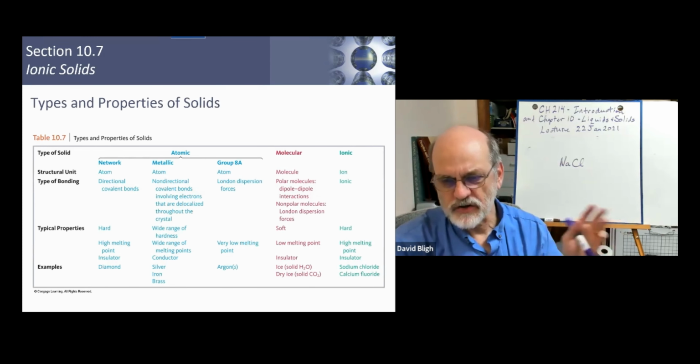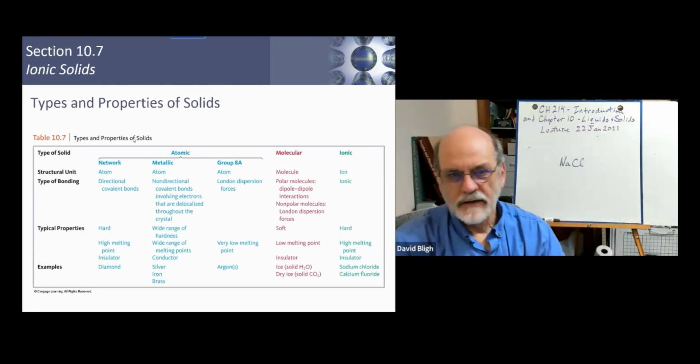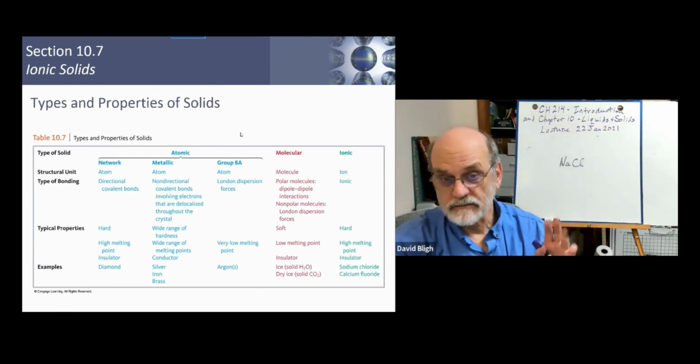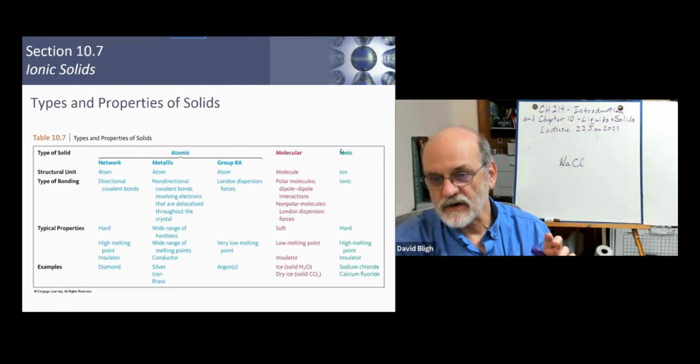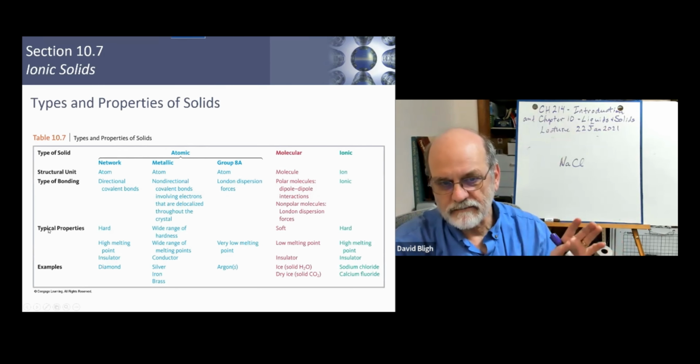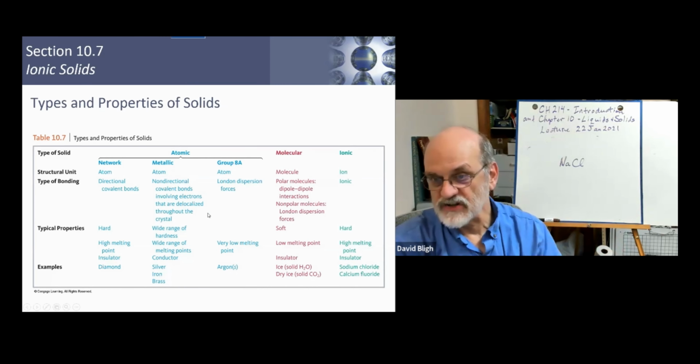I'm going to let you look at these on your own. It just puts everything into a single table. Types and properties of solids. We've got atomics over here, molecular here, ionic here, and it gives you the structural units, types of bonding, typical properties, and examples of each.